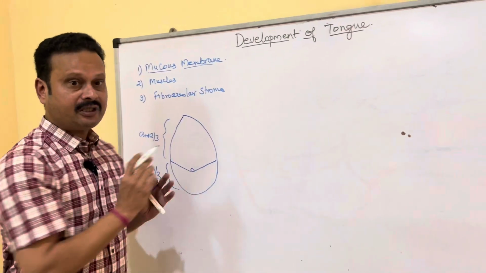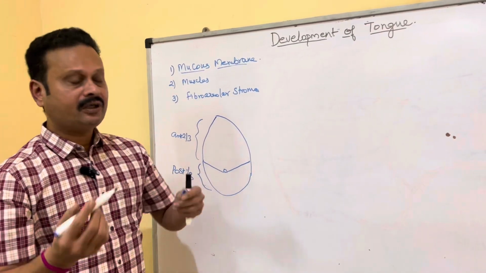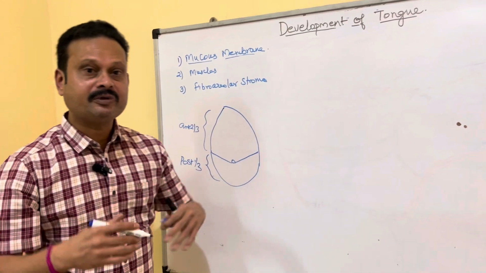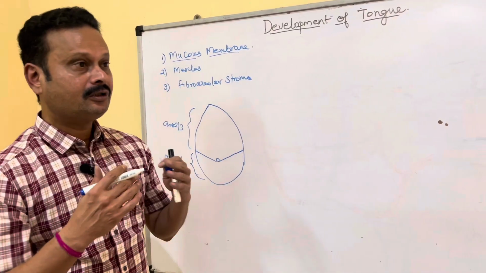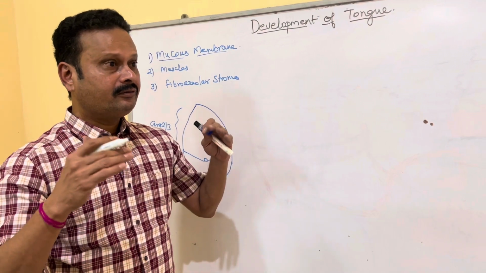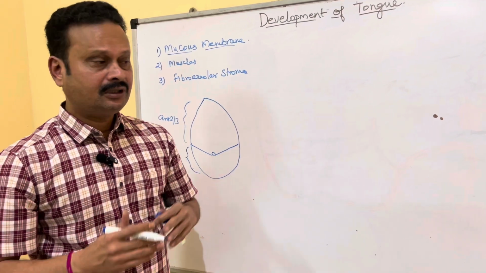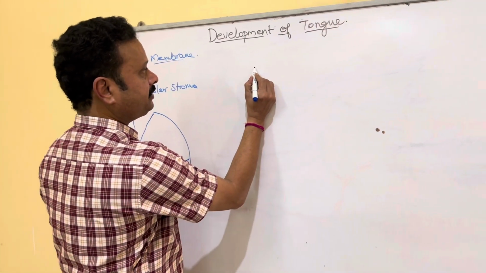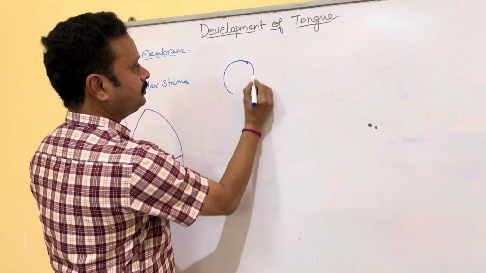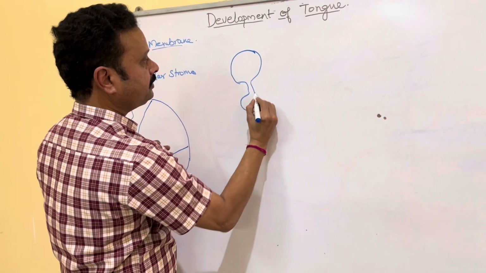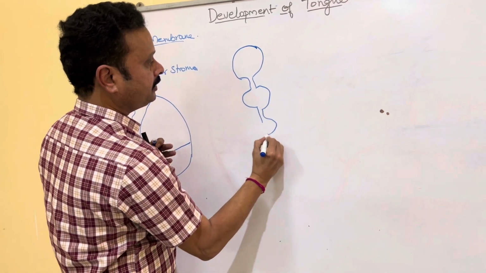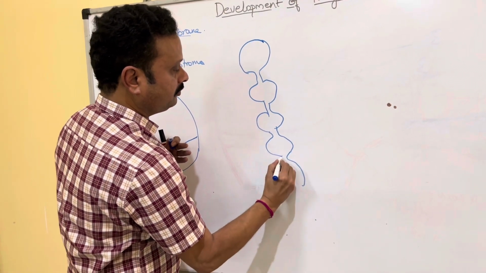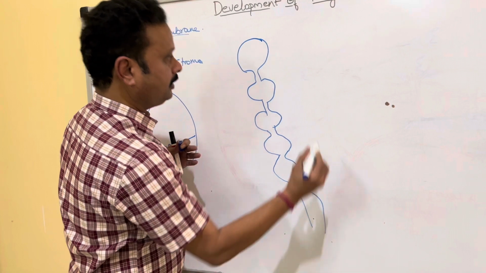So how do the anterior part and the posterior part of the mucous membrane of the tongue develop? To know that, we need to go to the arches. Before the actual fusion of the arches, this is the first arch, second, third, fourth, fifth disappears, and this is the sixth.